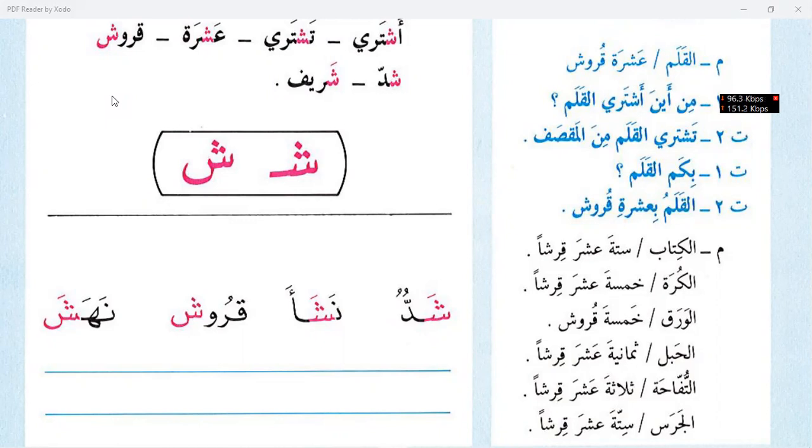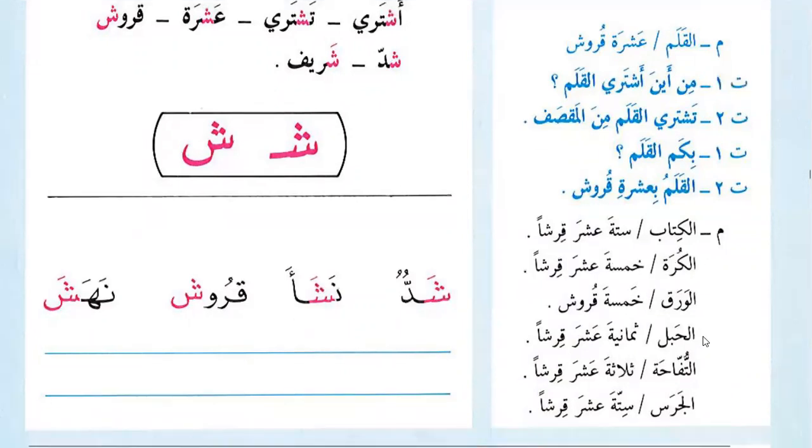Okay, now the next student will be Mr. Anas. You are first, and Rizwana, you are second. Okay, sir. Min aina ashtari al-habl? Translation: from where can I buy the rope? Tashtari al-habla min al-maqsaf, you can buy the rope from the canteen. Bikam al-habl? How much is the rope? Al-hablu bi thamaniyata ashara kurushan. The rope costs 18 kurush.